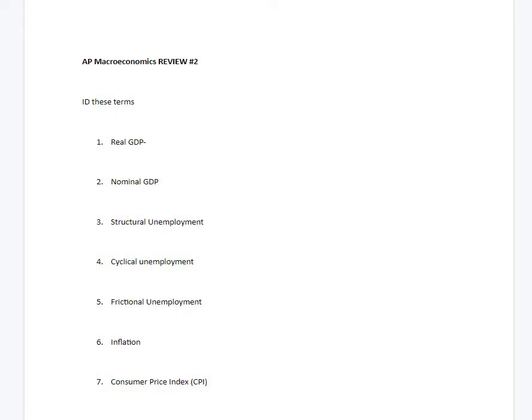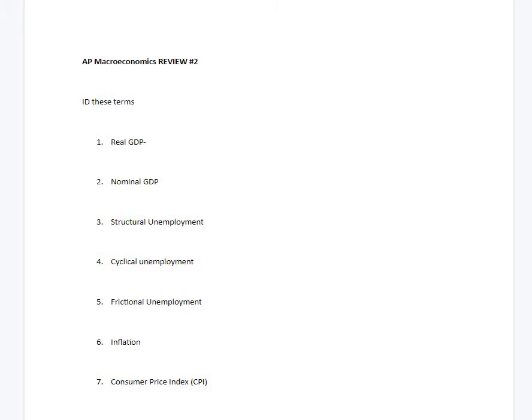Structural unemployment is unemployment due to a mismatch in the skills of job seekers and jobs that are available. Either there's too many people with those skills looking for too few jobs, or there's not enough people with the skills to fill those jobs, and that causes structural unemployment. Cyclical unemployment is unemployment caused by a recession. You're laid off because the economy is not doing well. Frictional unemployment is unemployment due to a job search. So you quit your job, and the time in between when you quit and when you find something else is frictional unemployment.